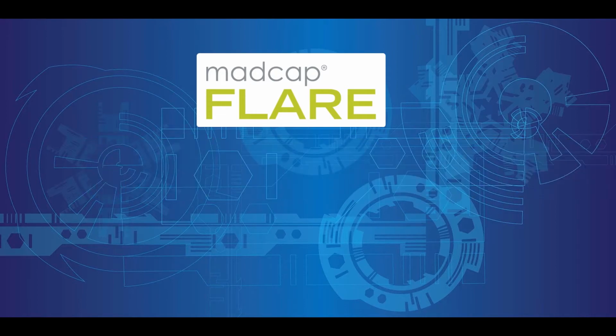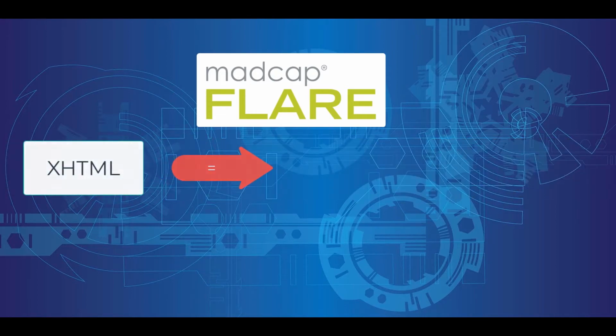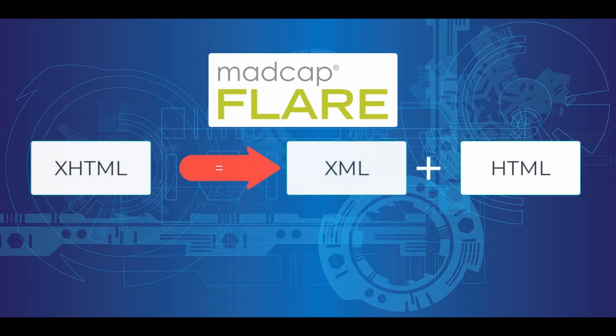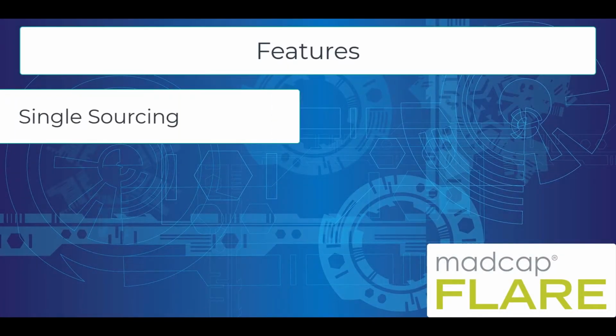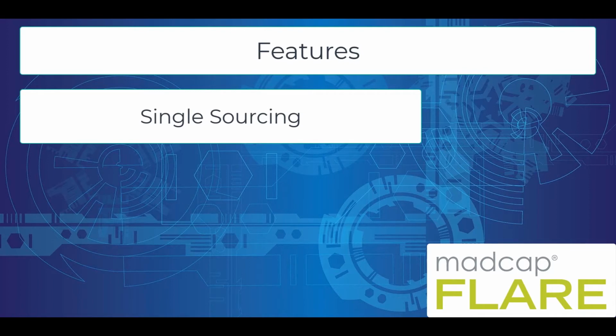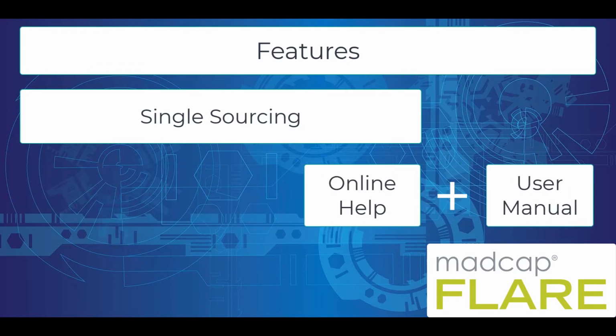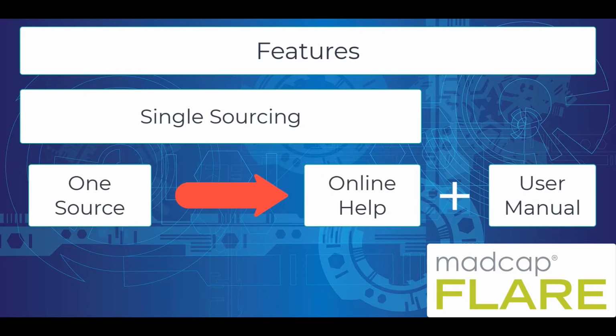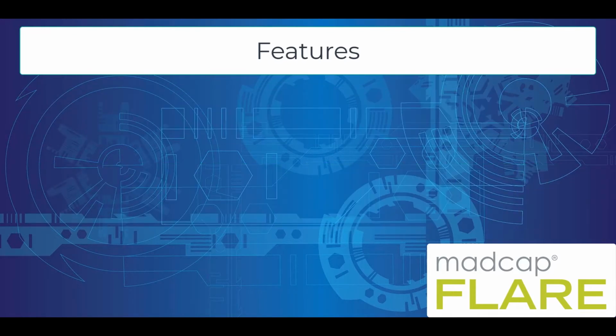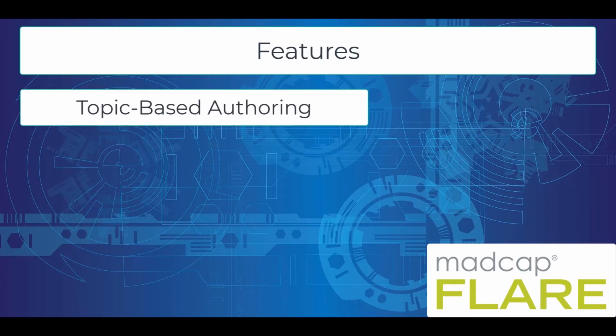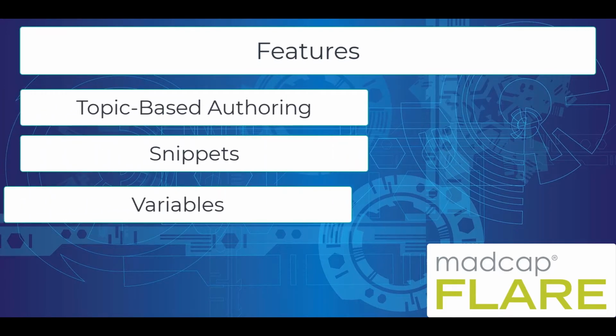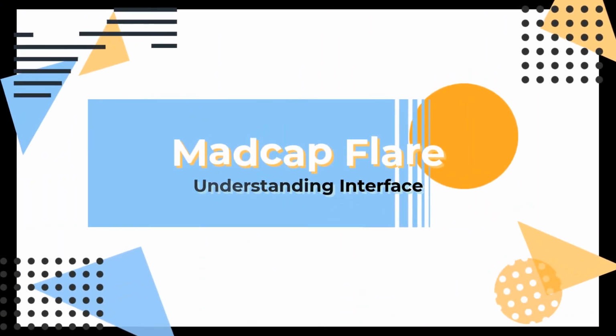Flare is an XHTML-based authoring tool, which is a cross between XML and HTML. One of the strongest points of Flare is its single sourcing capabilities. It means that you can use the same content again to produce many outputs. Think of producing an online help and a user manual, using the same content, or creating documents for different types of audiences. You can achieve this in many ways, using various features in Flare, such as topic-based authoring, snippets, variables, conditions.